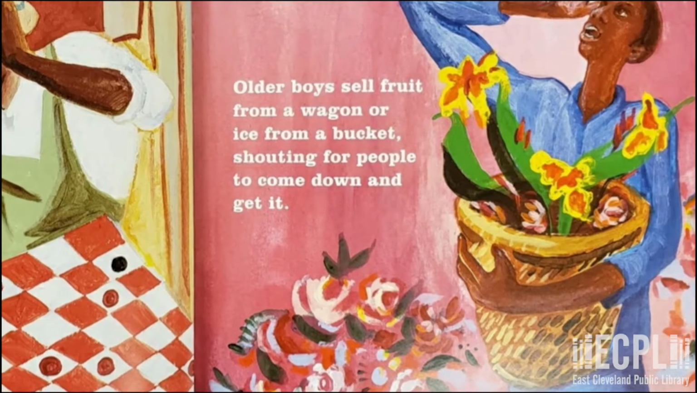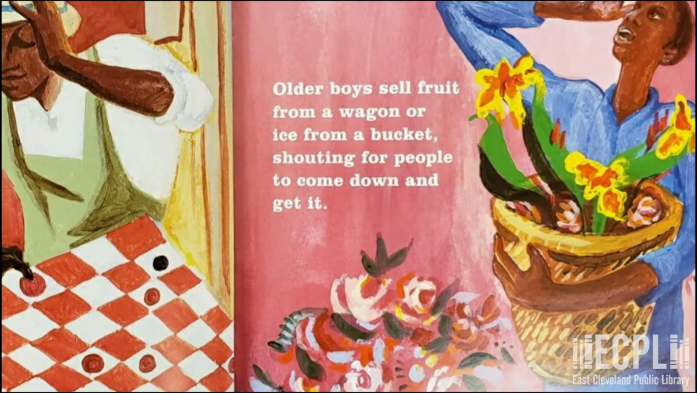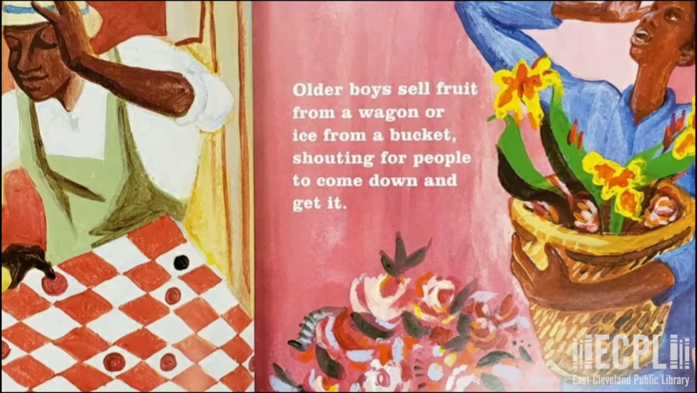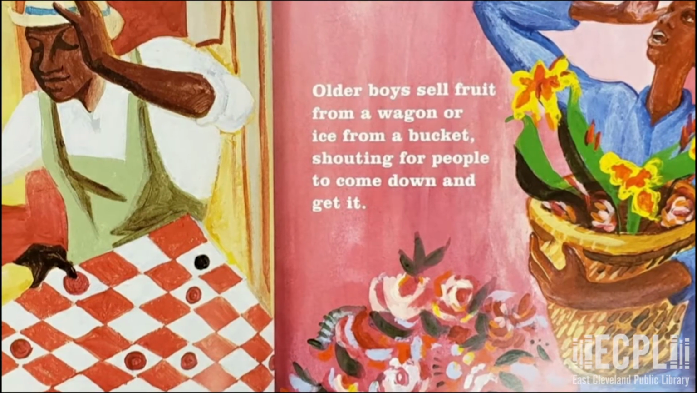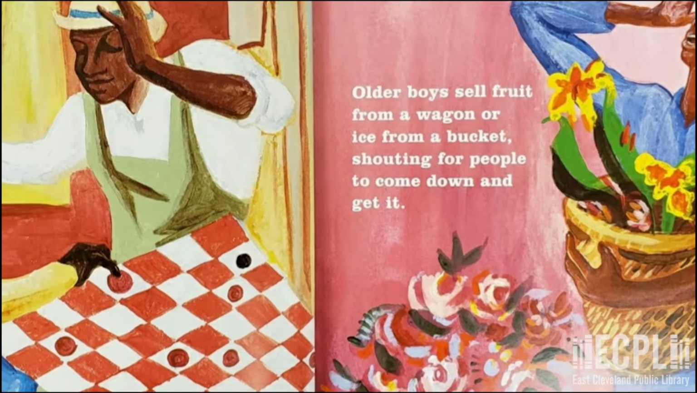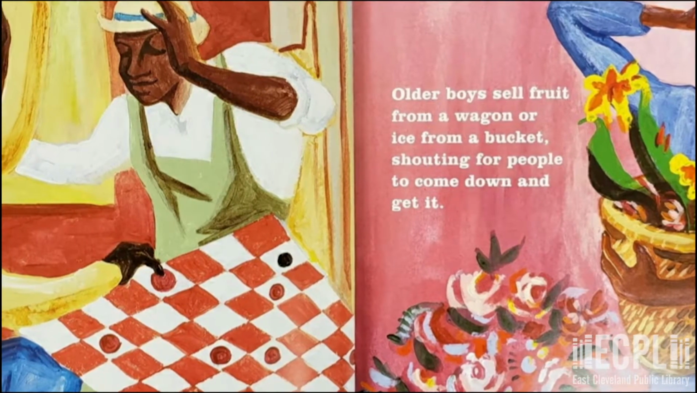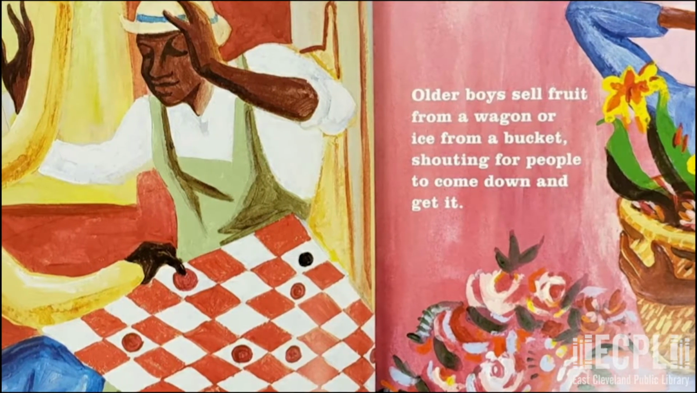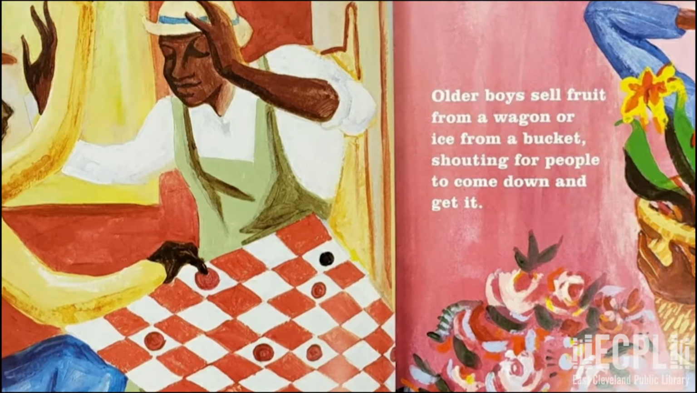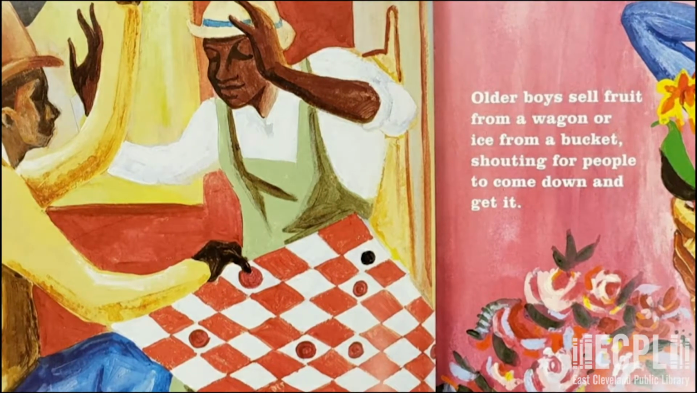Outside Jake's building, men played chess and checkers, bouncing the board on their knees. Older boys sell fruit from a wagon or ice from a bucket, shouting for people to come down and get it. Mothers walk fast to work and more work. Signs promise home-cooked meals for 15 cents and a shoe shine to make you brand new.